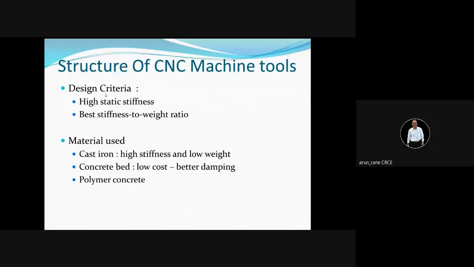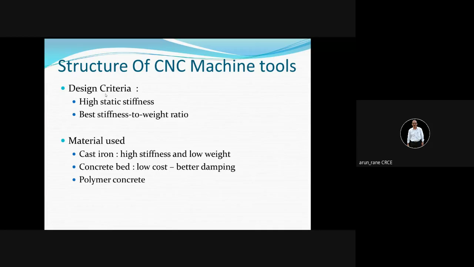The machine should be stiff, and you should have a good stiffness to weight ratio. That means it should be able to take the vibrations, and that's why we generally use cast iron, which you are aware of. In second year you might have learned that the machine beds are usually cast, because cast iron has good stiffness and also low weight.